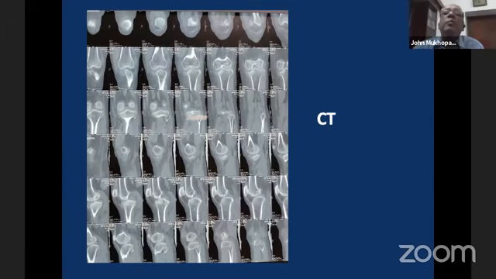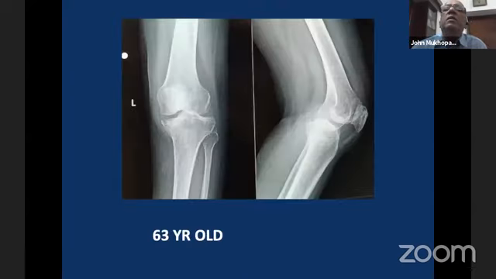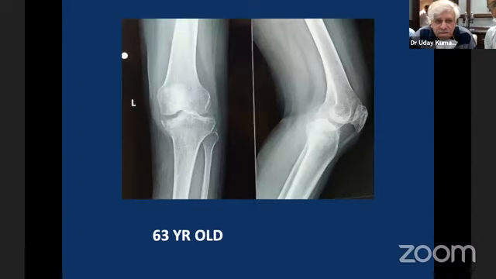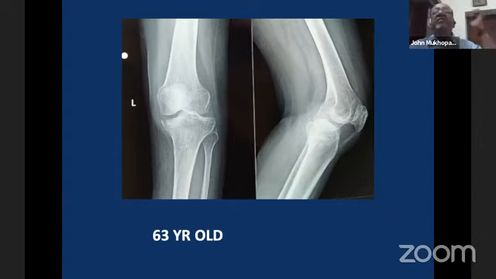So the problem is that these CTs are a little difficult to assess. But can you go back to the X-ray? Okay, so this was apparently a fracture of the medial condyle that was treated probably by a quack, I think. I'm not too sure. And he's 63 years old.